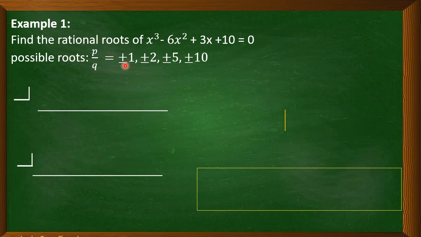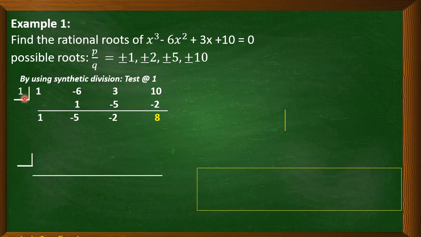Where did we get 1? From the possible roots. We will be using synthetic division, so again we write the coefficients: 1, negative 6, 3, and 10. I believe that you have already mastered synthetic division because I have made a video on it. To test whether 1 is a root, bring down 1. 1 times 1 is 1.